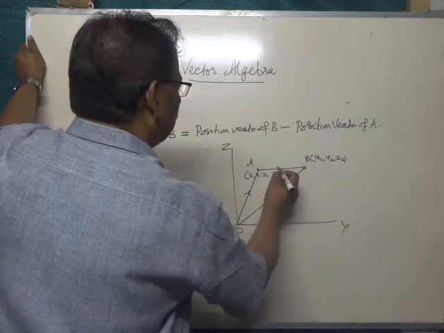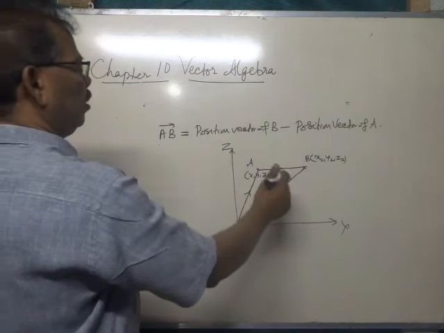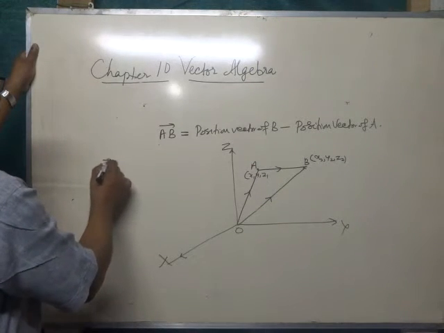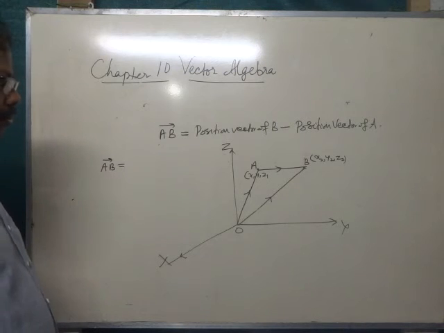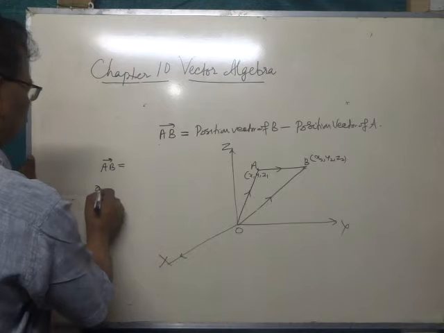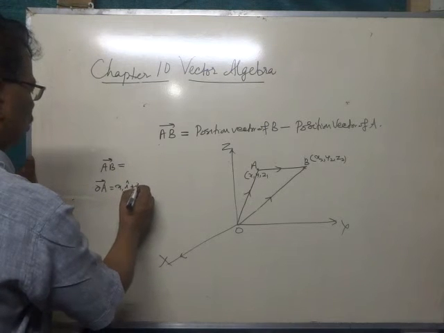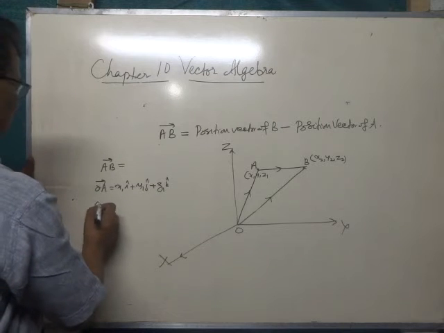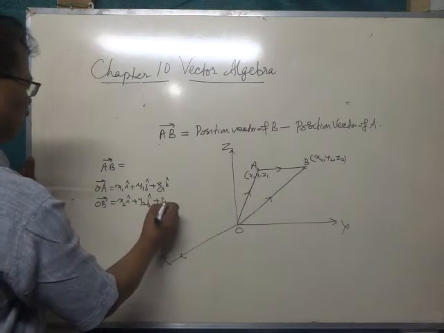Now we have to find out how much is vector AB. Here the directed line segment is AB. That is, the vector has initial point A and terminal point B. See, vector OA will be equal to x1 i cap plus y1 j cap plus z1 k cap, and vector OB will be equal to x2 i cap plus y2 j cap plus z2 k cap.